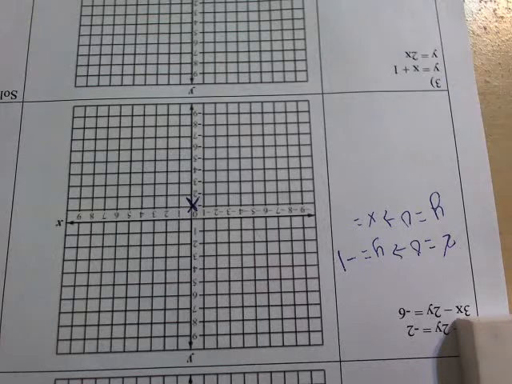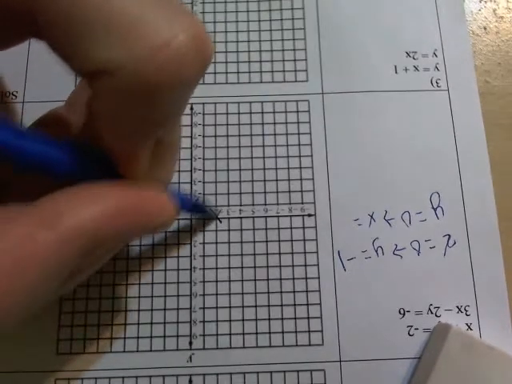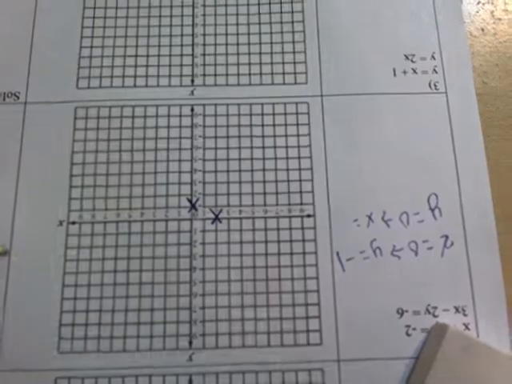Now, other way through, we'll let y equal 0. Well, if I let y equal 0, it just says x equals negative 2. So the x-intercept here is negative 2.